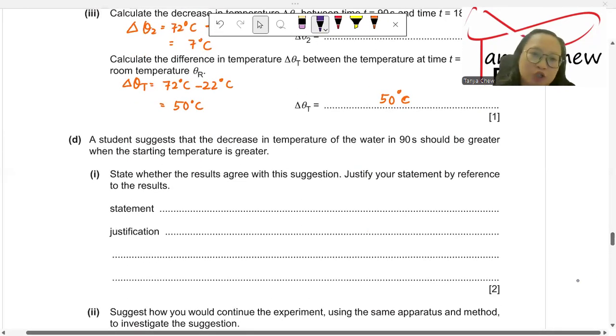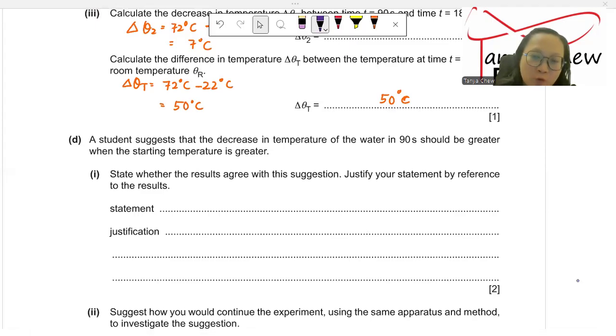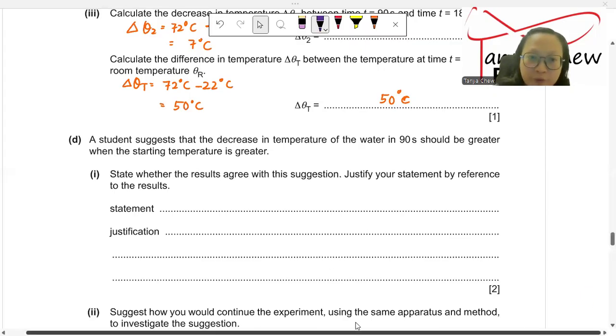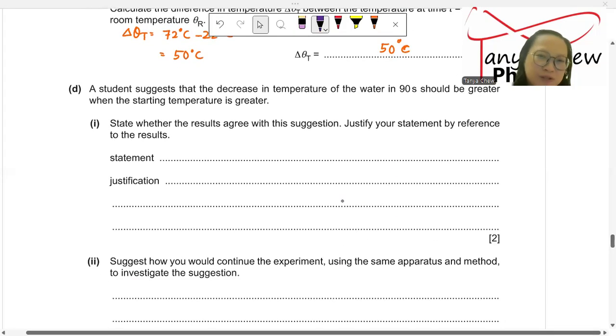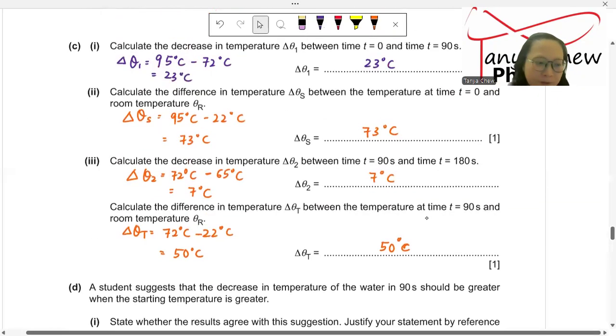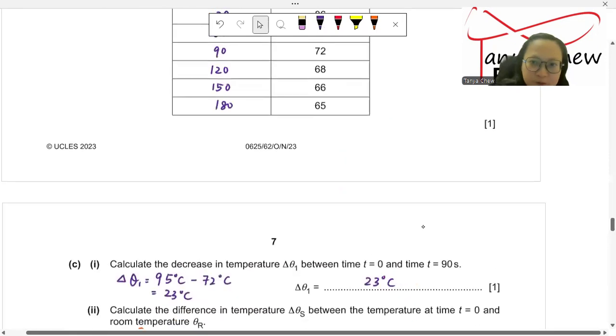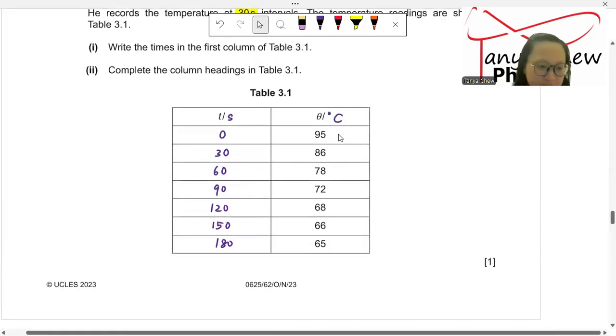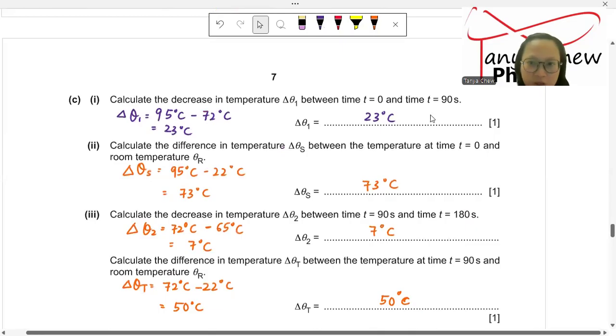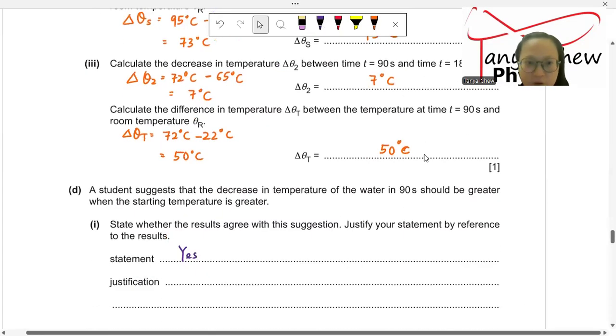D, a student suggests that the decrease in temperature of water in 90 seconds should be greater when the starting temperature is greater. The first part states whether the result agrees with this suggestion. Justify your statement by reference to the result. I would say yes, this is true. Why? Because the decrease in the temperature that starts from 95 degrees Celsius, which is at 0 seconds, is 23 within that 90 seconds.